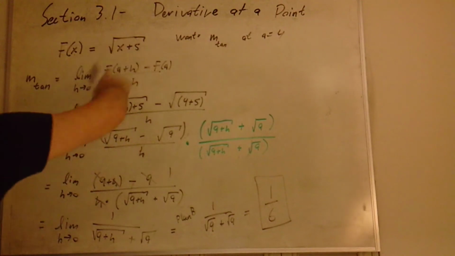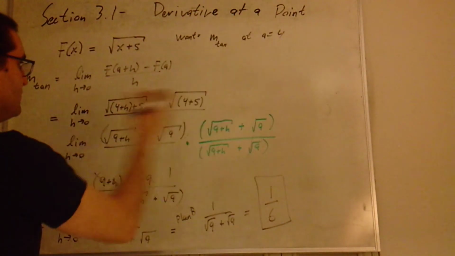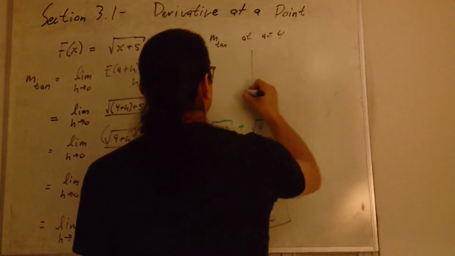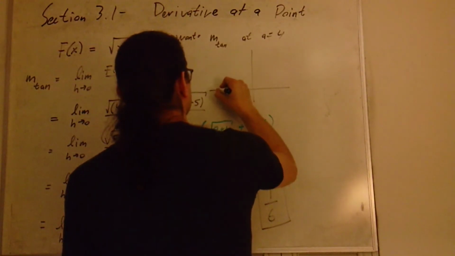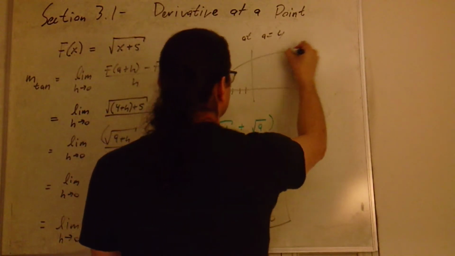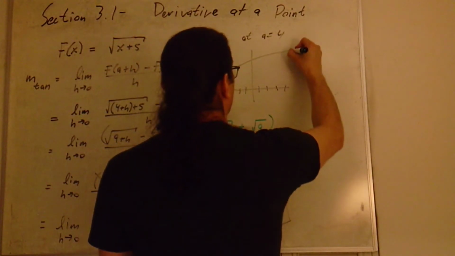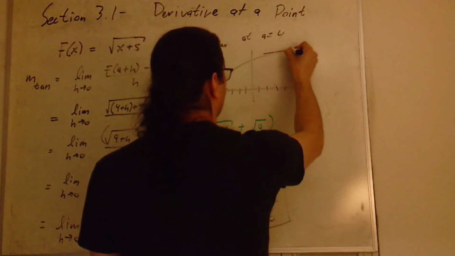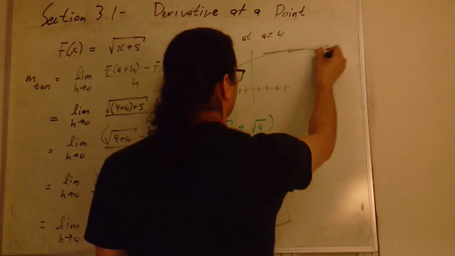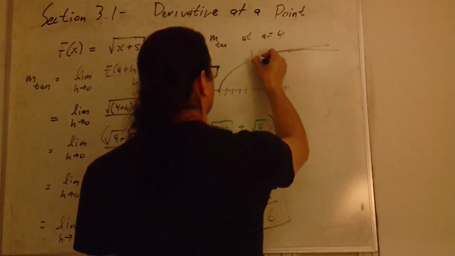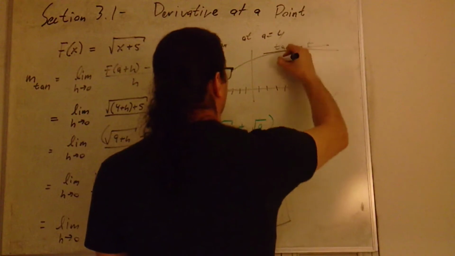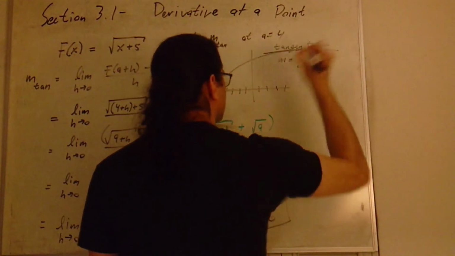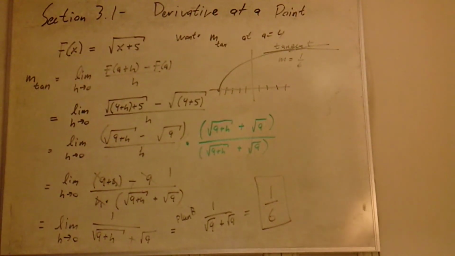Square root of x plus 5 is a square root function that has been shifted 5 units to the left. So 1, 2, 3, 4, 5. This is where my square root function starts, back here at negative 5. And it does this. So out here at 4, I should have a very, very, very flat tangent line. The function is continuing to sort of curve. This is the tangent line. And the slope is small, 1/6. So positive, but almost flat.